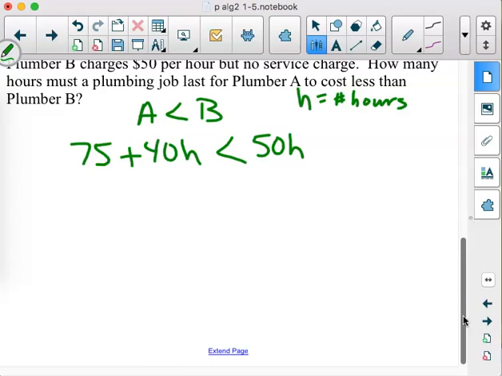When is plumber A going to cost less than plumber B? So, what do you want to do? I see you're using the stare at it and hope it goes away method. Is it working for you? It's not working for me. We got to get the H's on one side. Let's subtract 40H. Do we need to do flipping for subtracting? Nope.